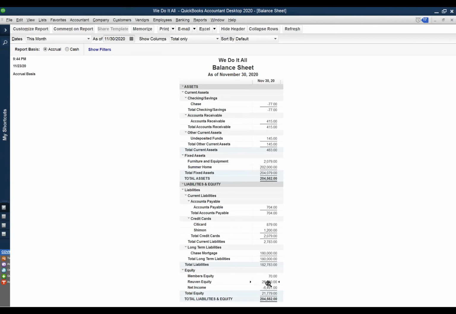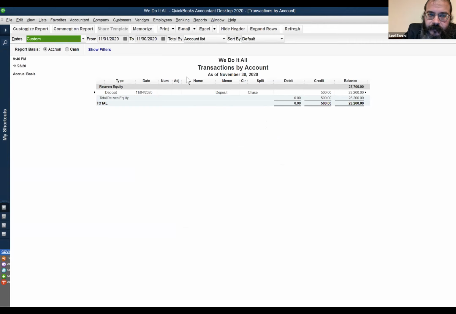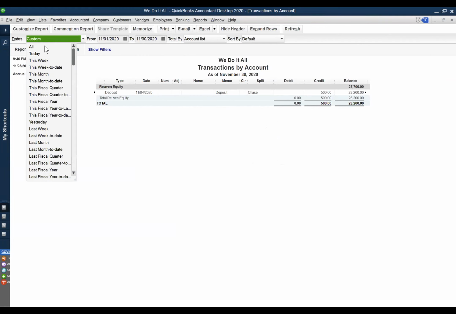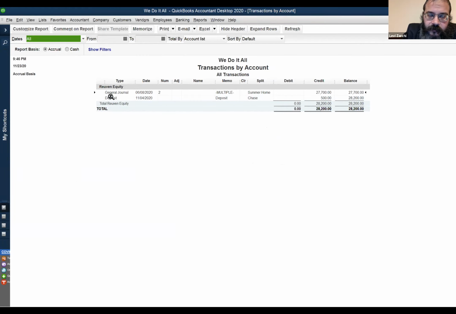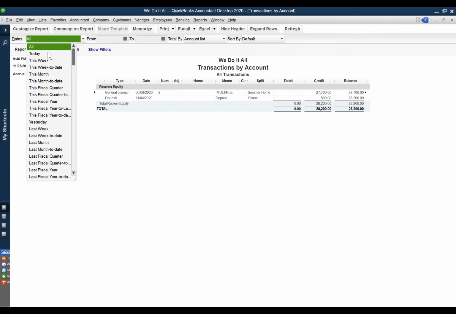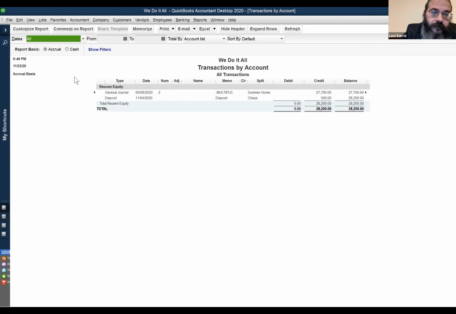It's going to show you, not okay, because you're in this month. Press all. The period should be from all dates. I clicked on Reuven's equity and it just says Reuven equity 25,200. Okay, pick the dates of all. The period is not this month, it's all. Your general journal shows June 8th. It has summer home. Okay, double click on that general journal.